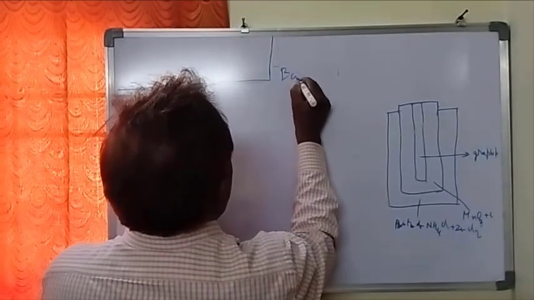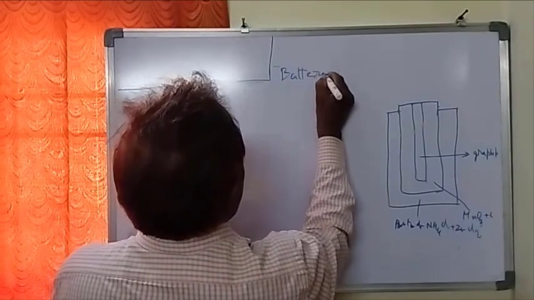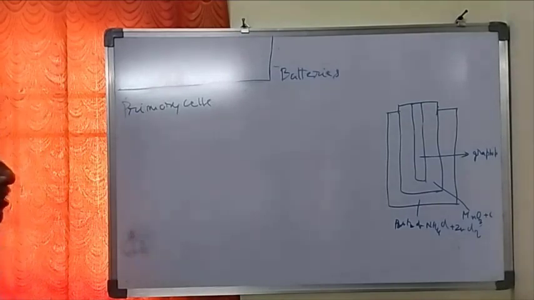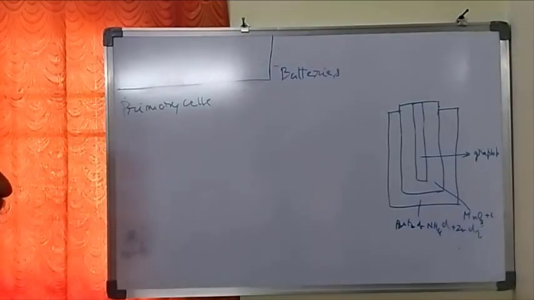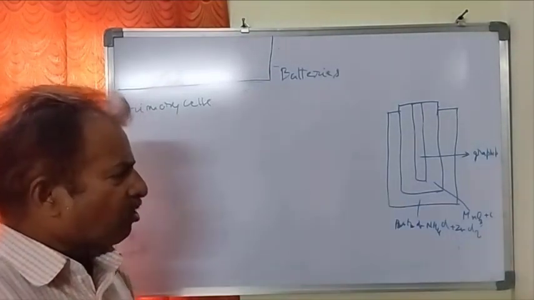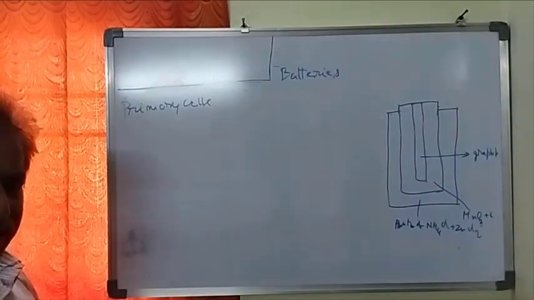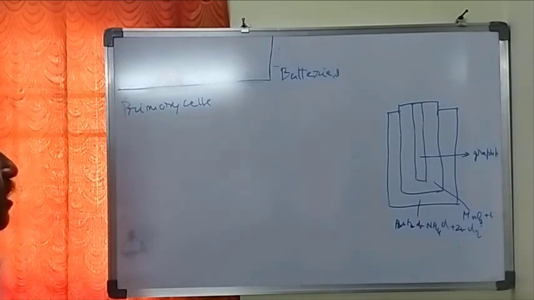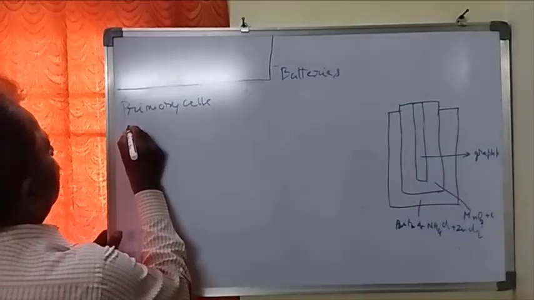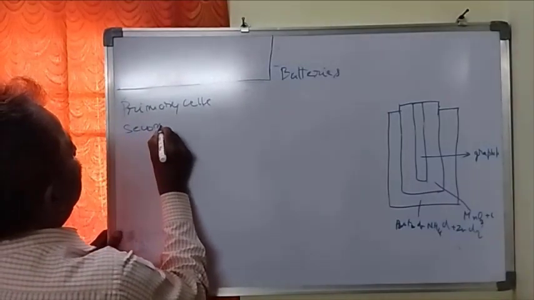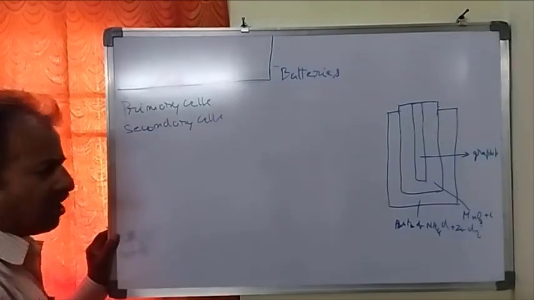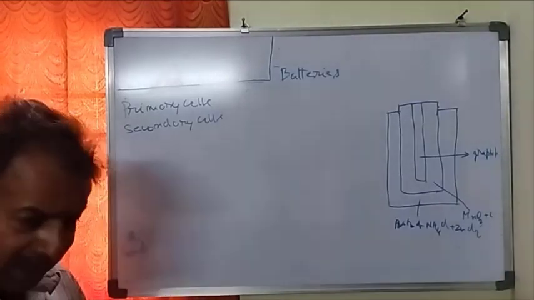Primary cells means the cells which are used only once. That is, when the chemicals in the cell are exhausted, the cell is thrown out. That means it is used only once. The second one is secondary cells. Secondary cells are rechargeable cells. They are used again and again.